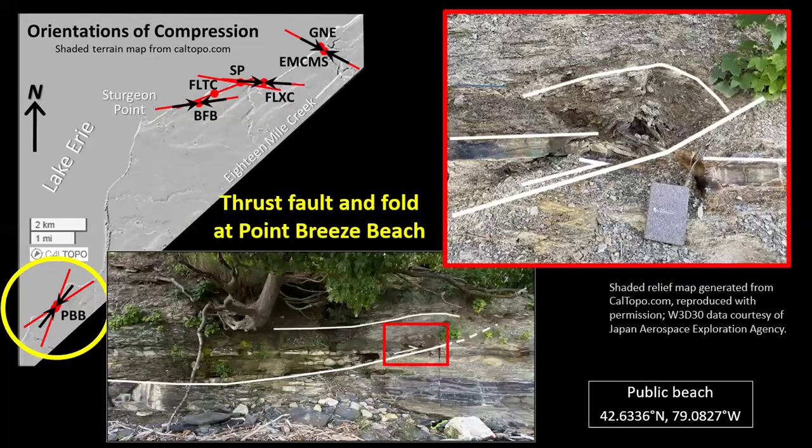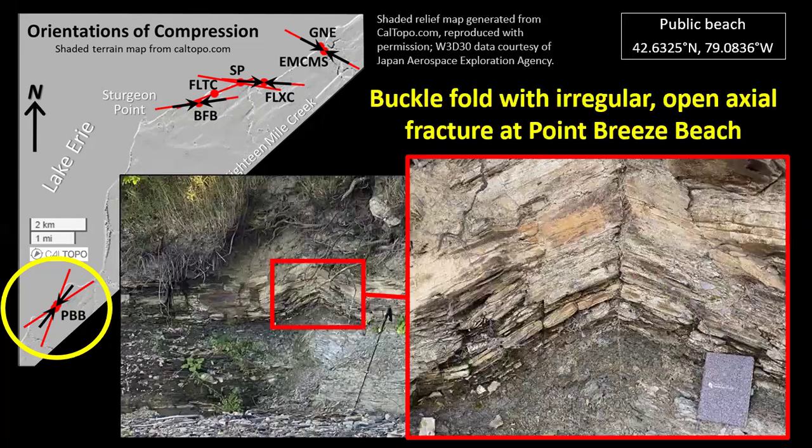Here's an interpreted photo with the thrust fault that I think was described by Grabau in 1898. The inset box shows a fold on top of the thrust fault with an apparent void in the axis. There's very little displacement across the fault. Nearby on the same beach, there are 5 buckle folds. The buckle folds indicate, and have, an identical orientation of compression, which is only 10 degrees from compression indicated by the thrust fault and fold.